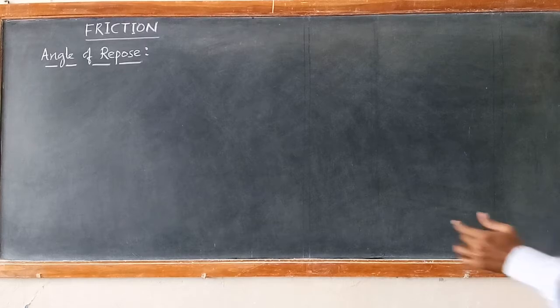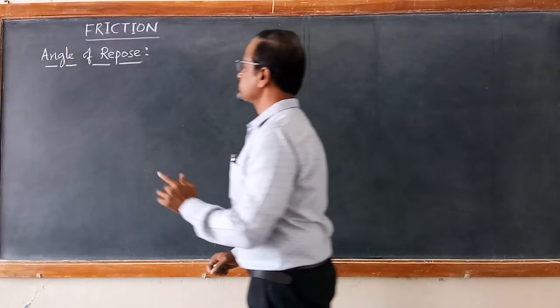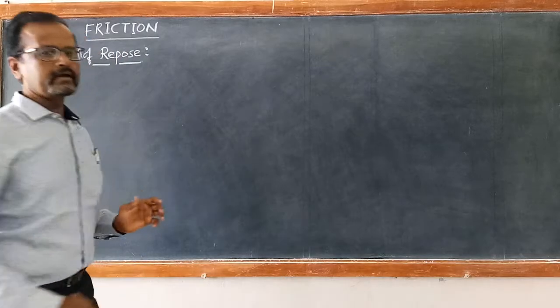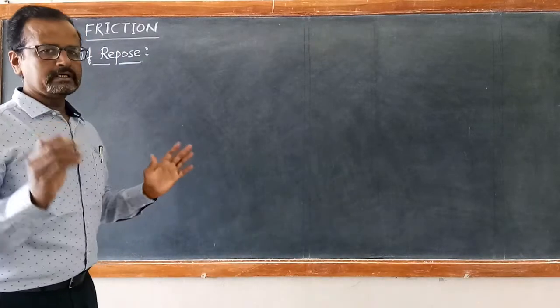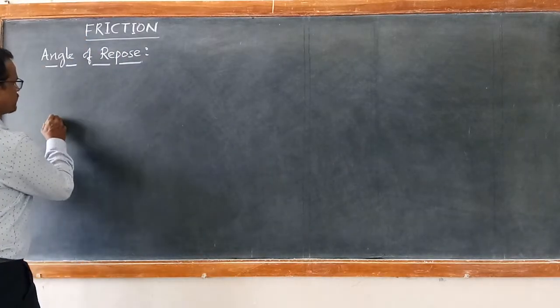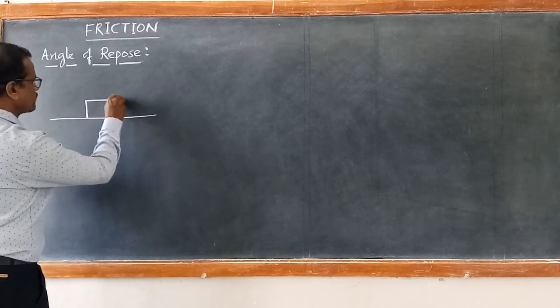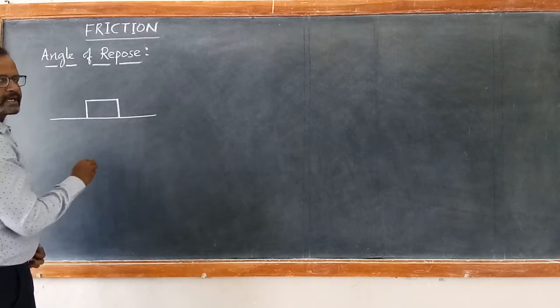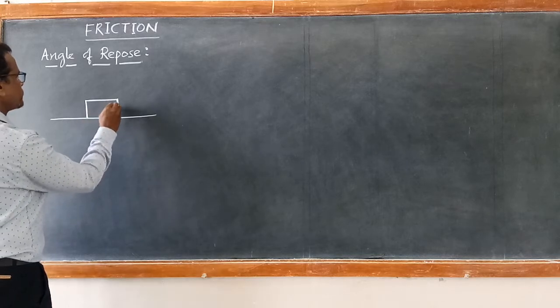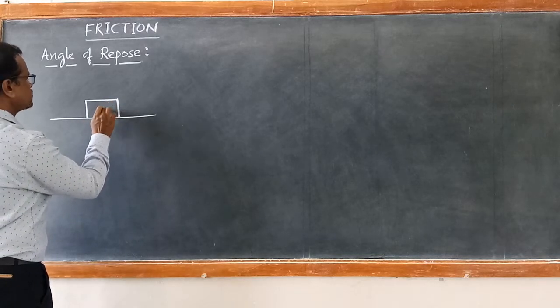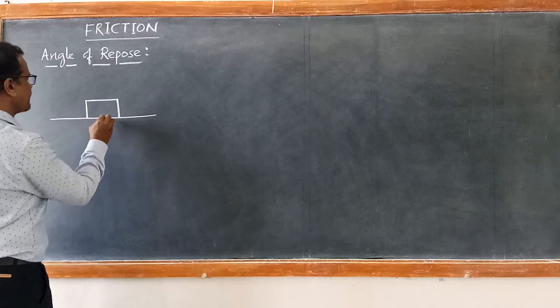Okay, let us now learn one more interesting angle. It is called the angle of repose. Consider a box of mass being kept on a plane. Let the mass of this box be m.